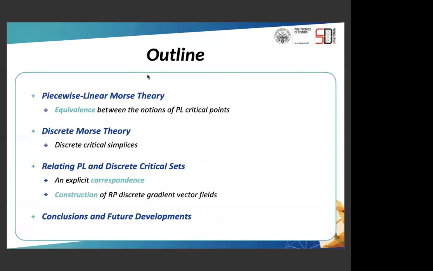And as a last contribution, we will see how these RP gradient vector fields can be computed by algorithmic strategies that we will introduce, at least for simplicial complexes up to dimension 3. And in the end, we will draw some conclusions and address some future developments.